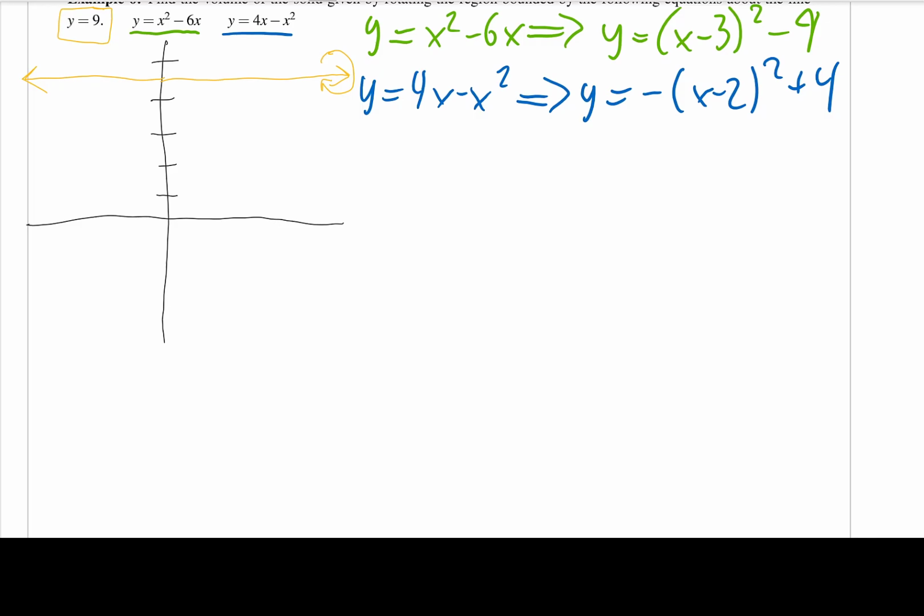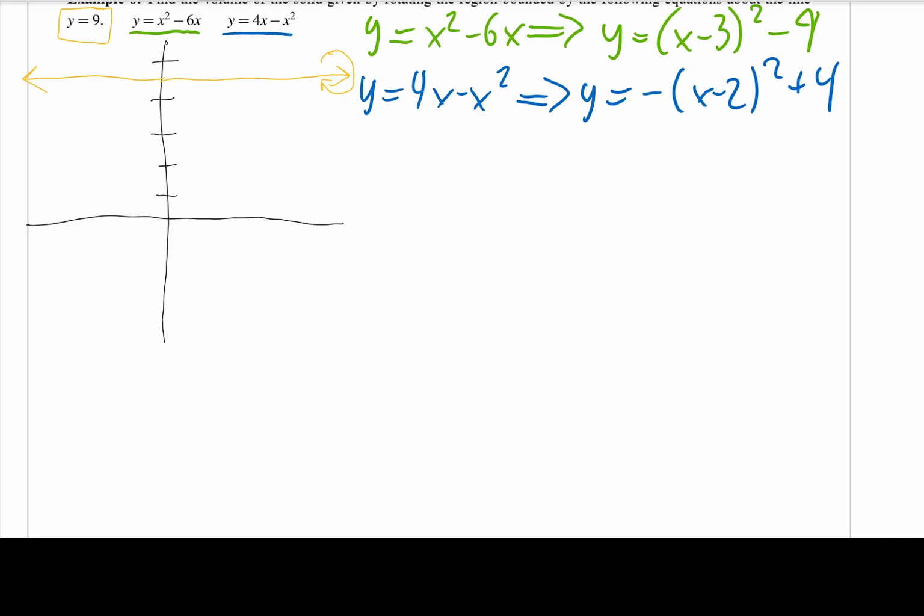Right? And the first thing I notice here is that doing the method of cylindrical shells means that we're going to have a horizontal slice, and so we're going to have a dy integral. So both of these functions, the green one and the blue one, are going to have to be rewritten as x equals something. That's just the first problem here. Okay. Now let's draw our curves.